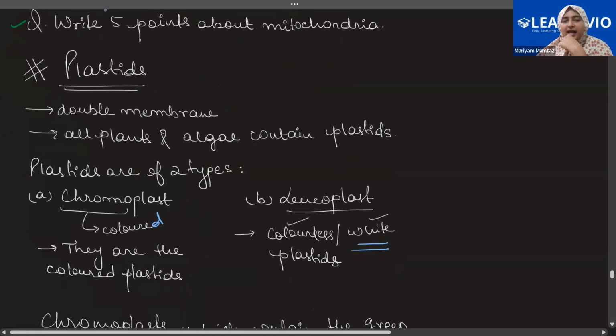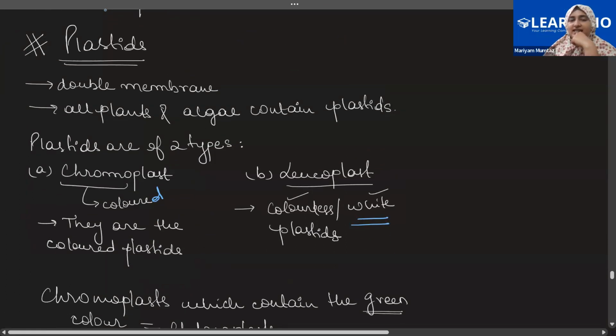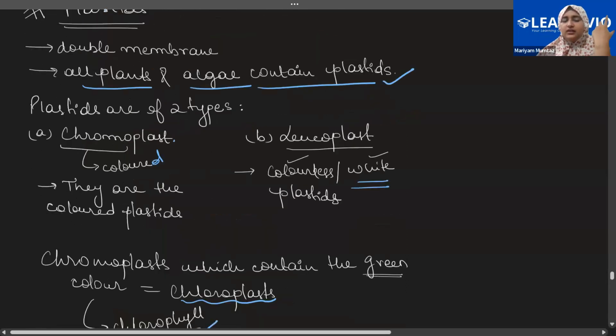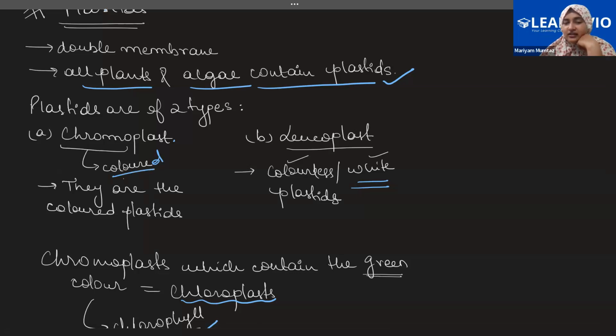Now we'll move on to plastids. Remember that plastids are also double membrane structures, but they are absent in animals. All plants and algae contain plastids. Plastids are of two types: chromoplast and leucoplast. Actually, there are three types, but we focus on these. Chromoplasts are the ones that are colored. So the colored plastids are known as chromoplasts, and the plastids that are colorless are known as leucoplasts.